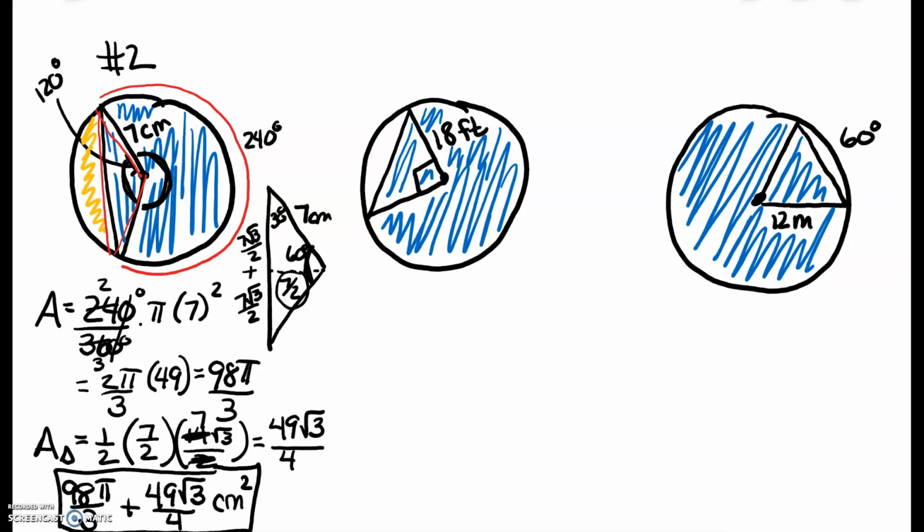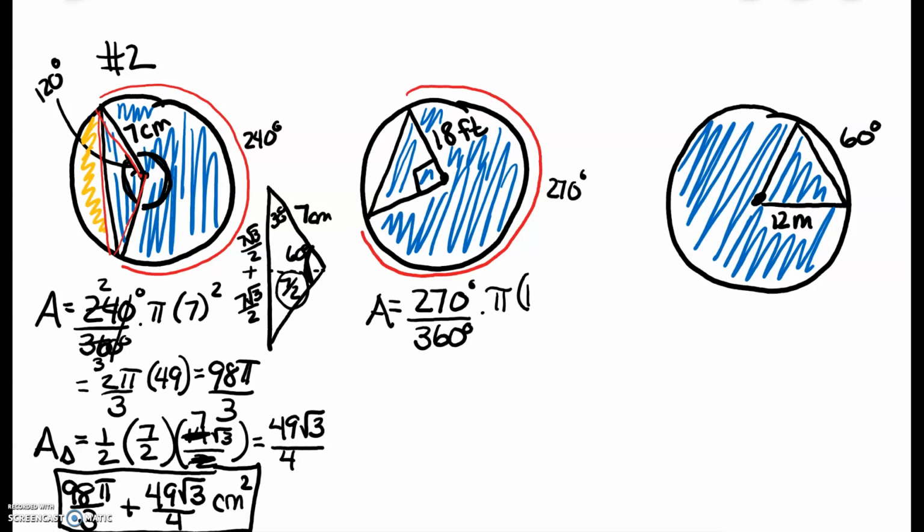So let's try that again with our next example. And again, I'm going to find the area of the sector first. And my triangle has a central angle of 90 degrees, so 360 minus 90 is 270 degrees. So I'm going to find the area of my sector first, so it's 270 degrees over 360, and I'm going to multiply that by pi times r squared, which is 18 squared.